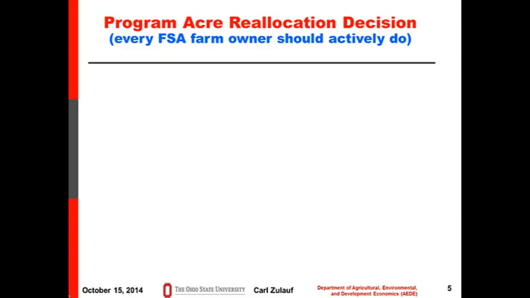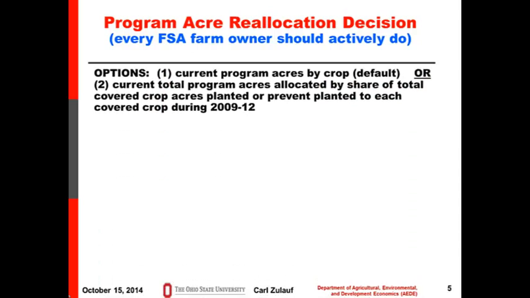The word reallocation has significance in this particular decision because your base acres will not increase or decrease at all, but will stay the same, but you will have the option to allocate them in one of two ways. The default option is the current program acres. So if you do nothing, you will keep your current program acres, however they are divided among the crops that they are divided among, such as corn, soybeans, wheat, which are the more common crops in the state of Ohio. But you may also have oats and barley acres, program acres here in the state.